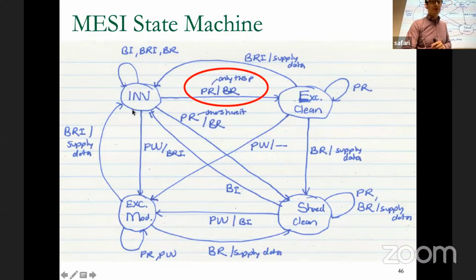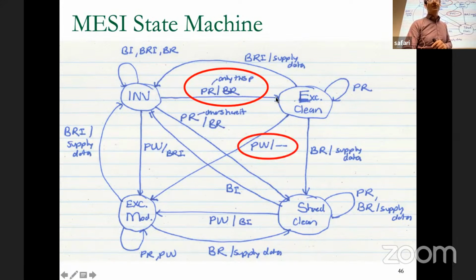Okay, so maybe we should look at this one first. If the processor doesn't have the block, and it has a processor read, it sends a bus read, and sees that some other cache asserted the wired-OR signal, then it goes to the shared clean state. Hopefully that makes sense also. So this is the major difference. You either go to an exclusive state or a shared clean state.